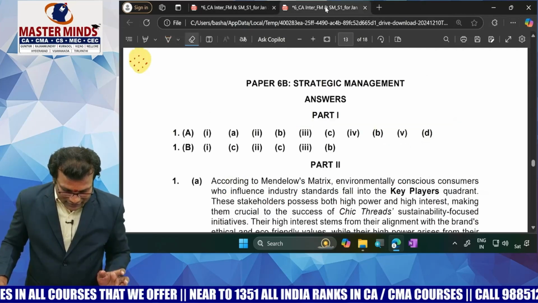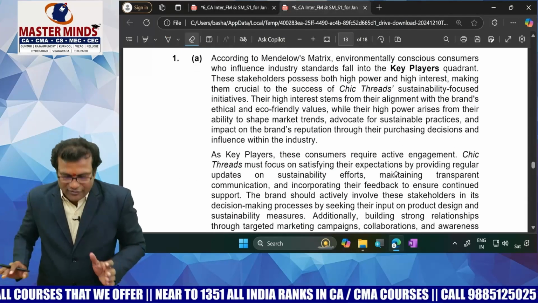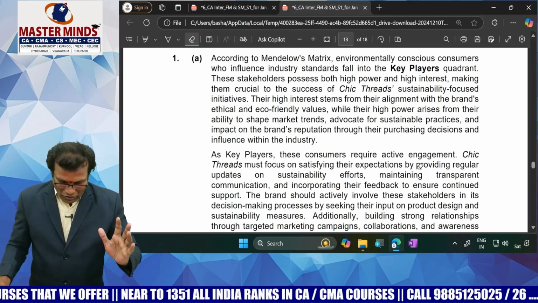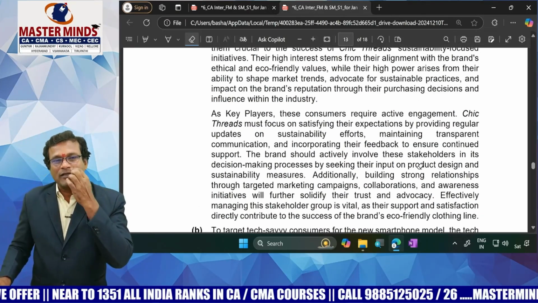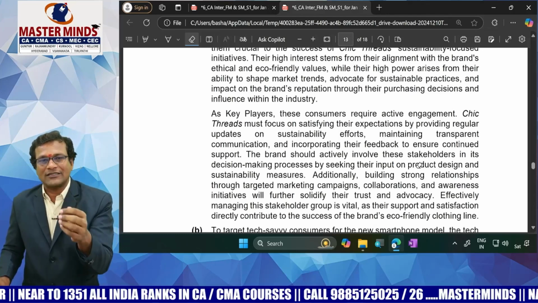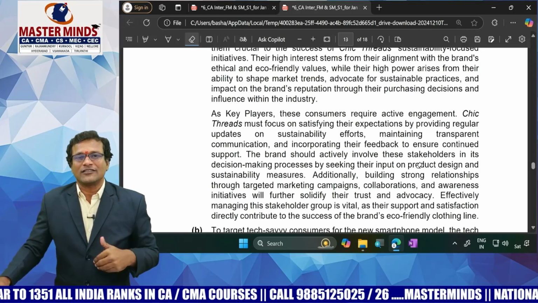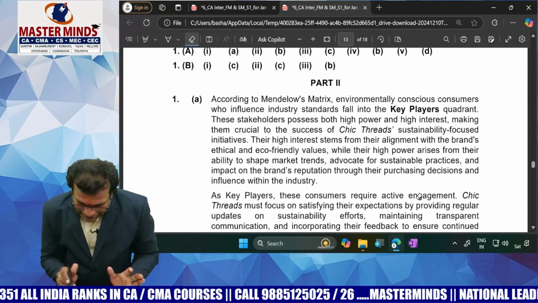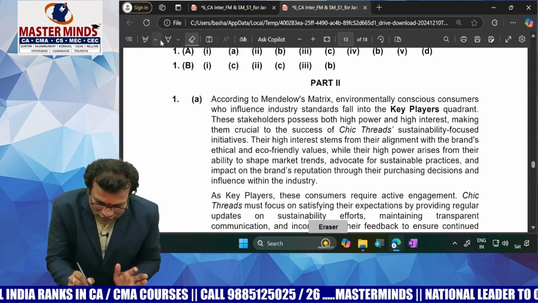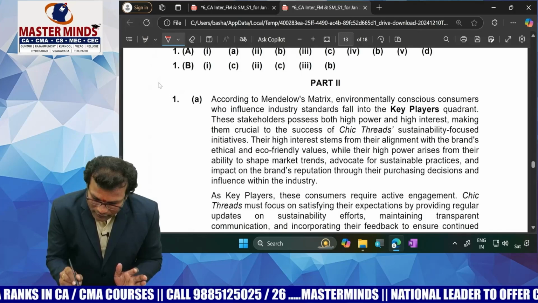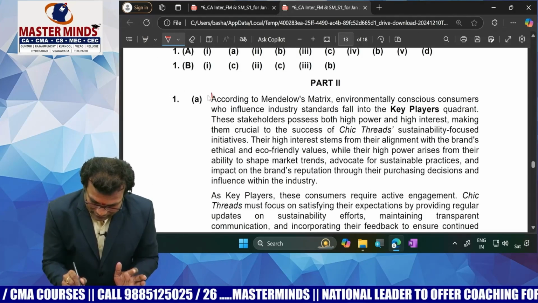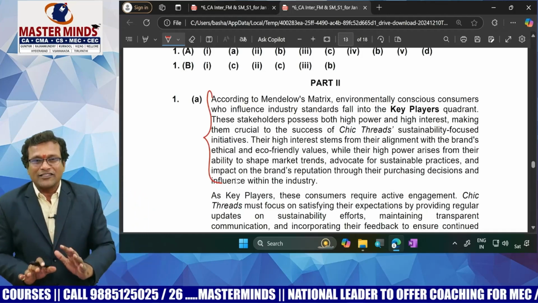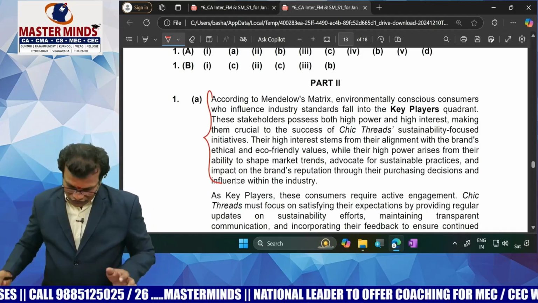Now let's analyze the suggested answer also. Now look at this. He has presented the answer in two paragraphs. You have that freedom in this management subject to write your answer as a series of points also. Now first analyze this answer. This is the first paragraph drafted by him. Now look at this paragraph. Don't be bothered about the length of this paragraph.